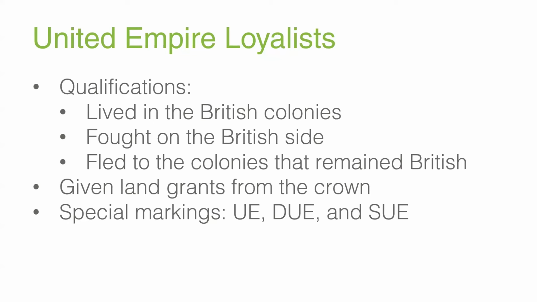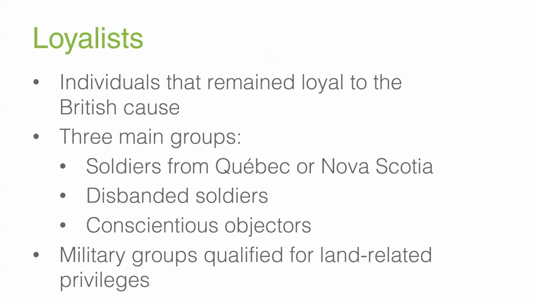And as you look in the records, you'll find different special markings for these specific loyalists, such as UE for United Empire, or DUE for the daughters, and SUE for the sons. But be aware that not all those individuals who supported the British cause were considered United Empire loyalists, even though their names might appear in some records. So there are individuals who remained loyal to the British cause, and they were not considered UEs.